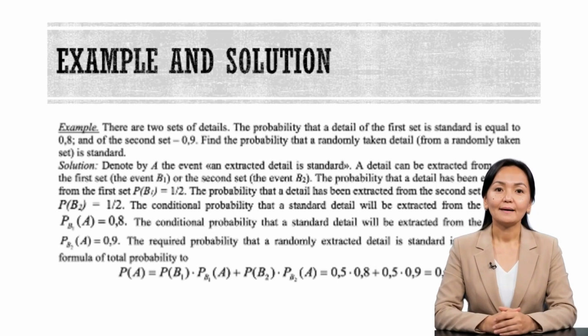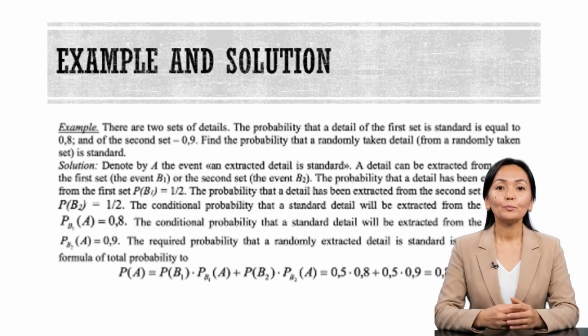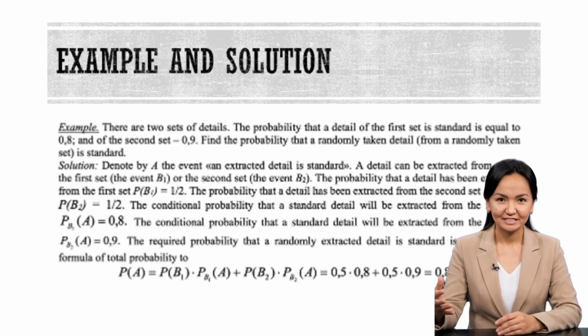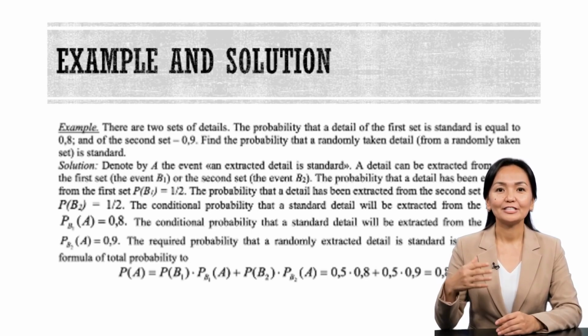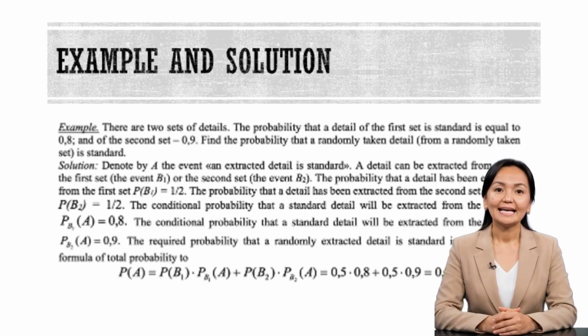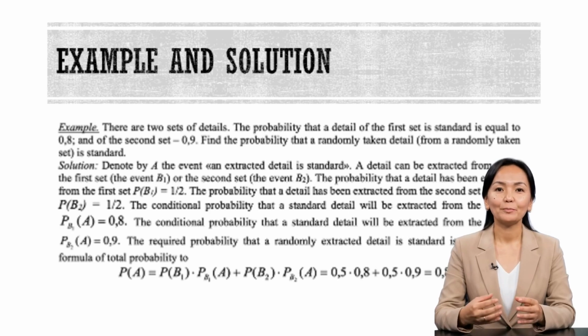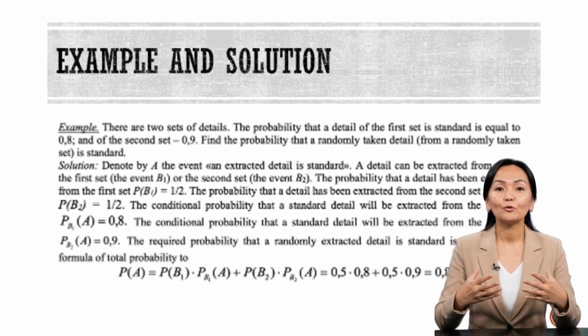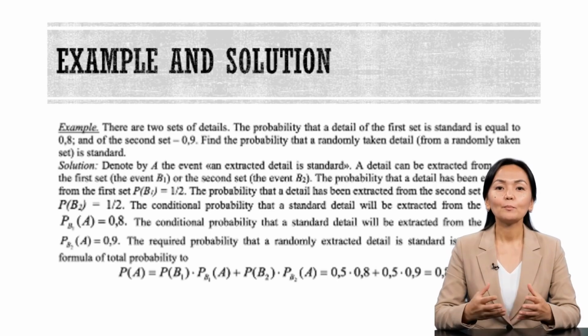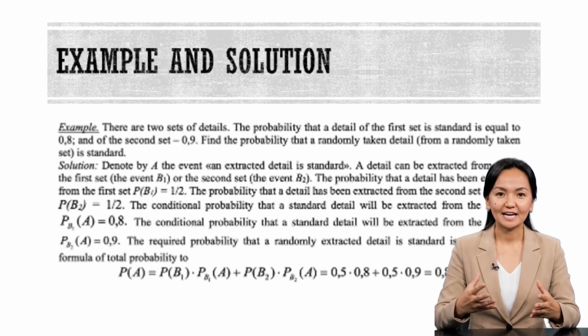Applying the formula of total probability, we multiply the probability of each set by its corresponding conditional probability and sum the results. This gives us 0.5 times 0.8 plus 0.5 times 0.9, which equals 0.85. So there's an 85% chance that a randomly selected detail from a randomly selected set will be standard. This example shows how the formula of total probability combines information about different scenarios to give us an overall probability, even when we're uncertain about which scenario will occur.